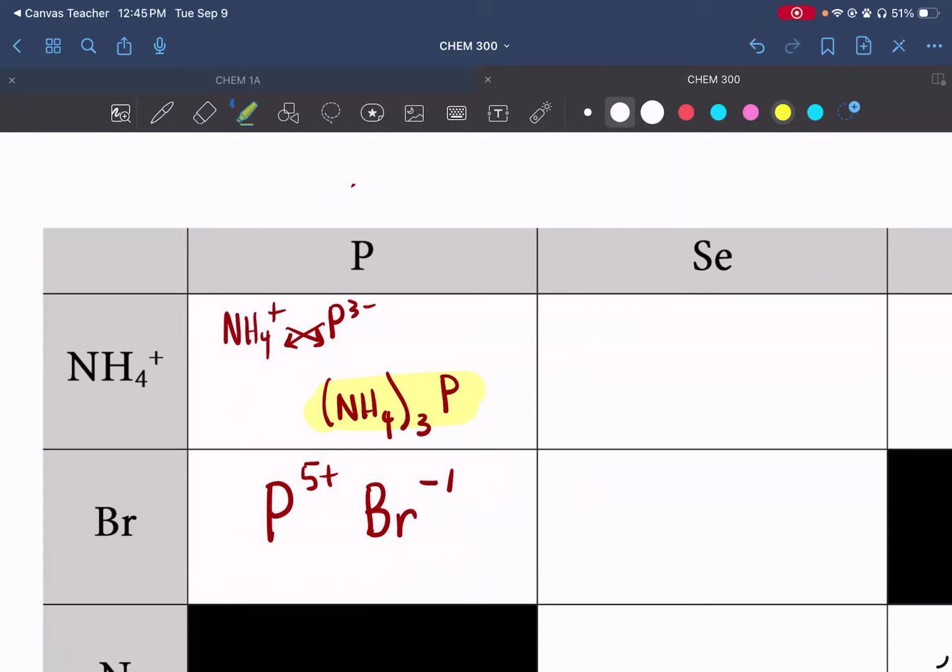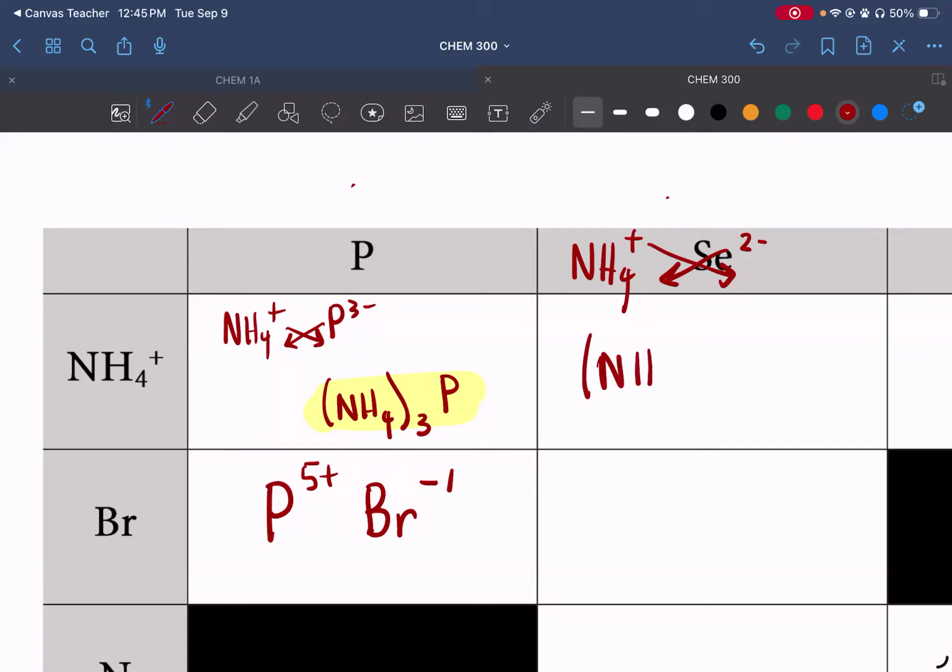Let's try the next one. Se. Se is selenium, number 34. Selenium is in group 16, so selenium is expected to have an ideal charge of -2. And we have NH4's +1. Crisscross tells us this will be (NH4)2Se.